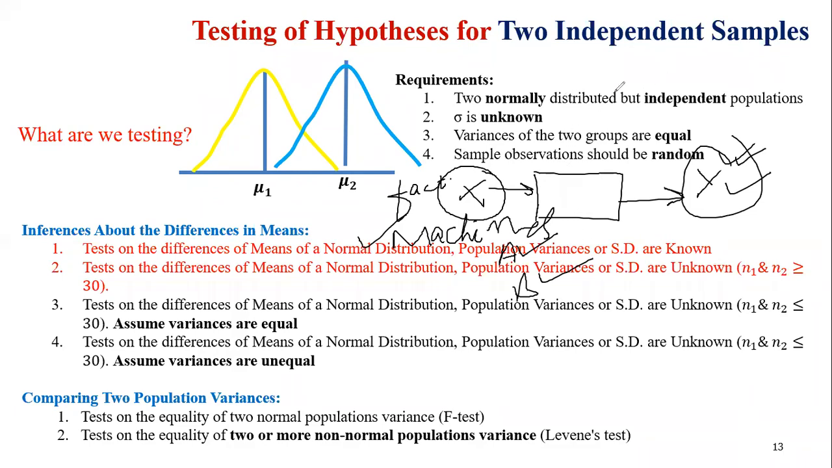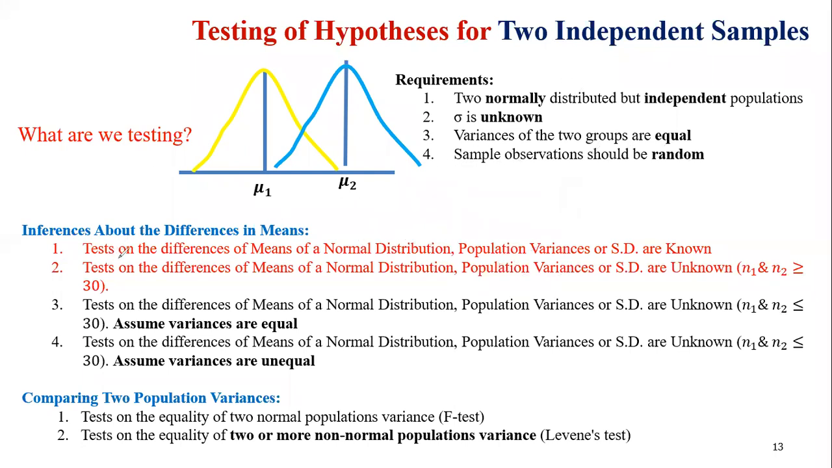So that is the two sample independent t-test, when both the samples are independent and we want to compare with respect to the average value. Then we can use the testing of hypothesis for two sample independent test. Okay, so here we have 4 different types of tests.